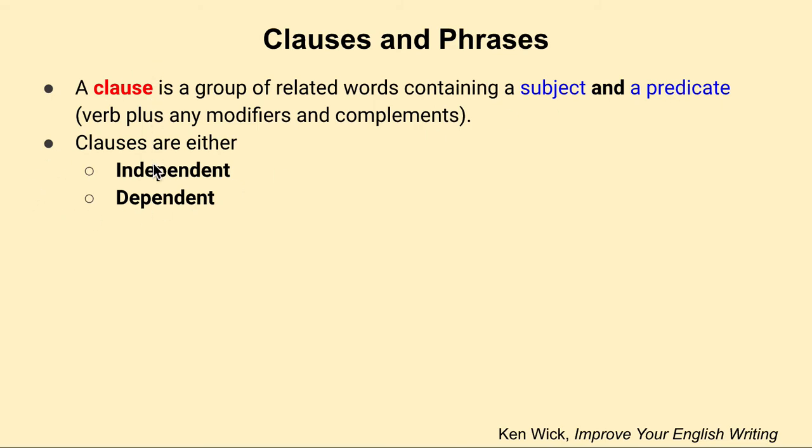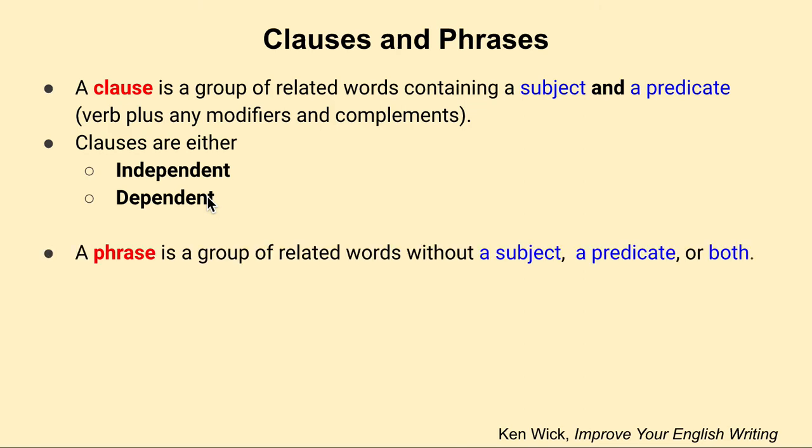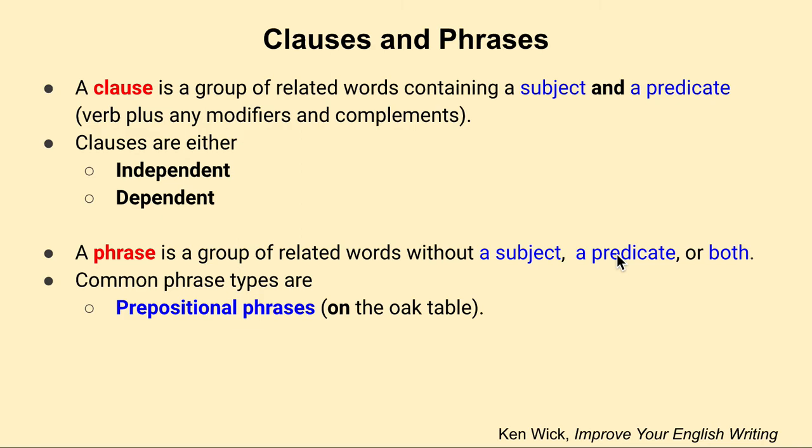So we know what a clause is, but how do we tell the difference between an independent clause and a dependent clause? Just remember, a clause has a subject and a predicate. That means a phrase is a group of related words missing a subject, a predicate, or both. So it's missing one. Common types of phrases are a prepositional phrase, like, from the big long sentence in the previous slide, on the oak table. On is a preposition. On the oak table is a prepositional phrase.